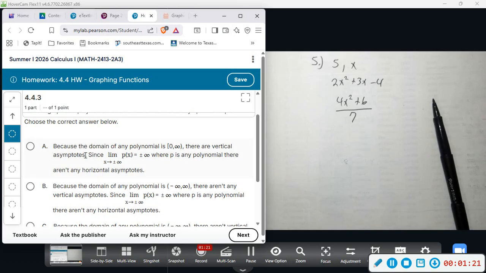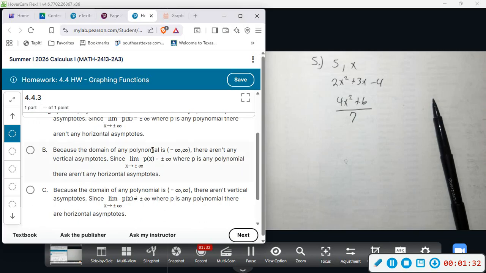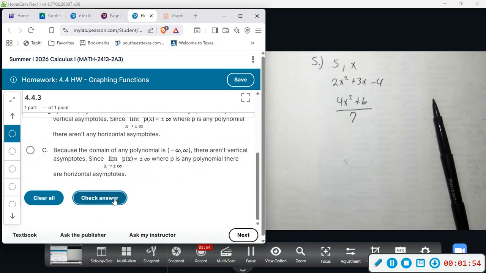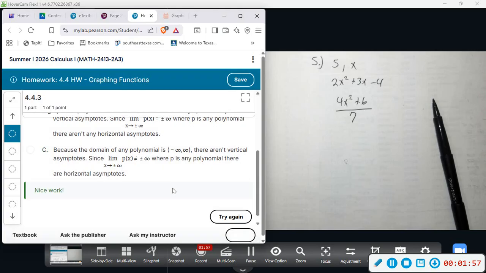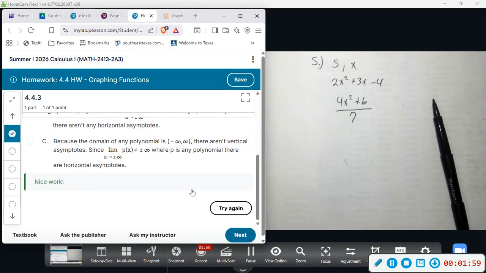And then let's find the one that best describes that. So we've got 3 options. Because the domain is 0 to infinity, I'm going to say that's wrong. It's going to be negative to positive infinity. Because the domain is negative to positive infinity, there aren't any vertical asymptotes. And the limit of p of x as x goes to positive or negative infinity is equal to positive or negative infinity, so there aren't any asymptotes. So yes, that would be the case. The end behavior continues to go toward infinity. So B looks like the answer that best matches.